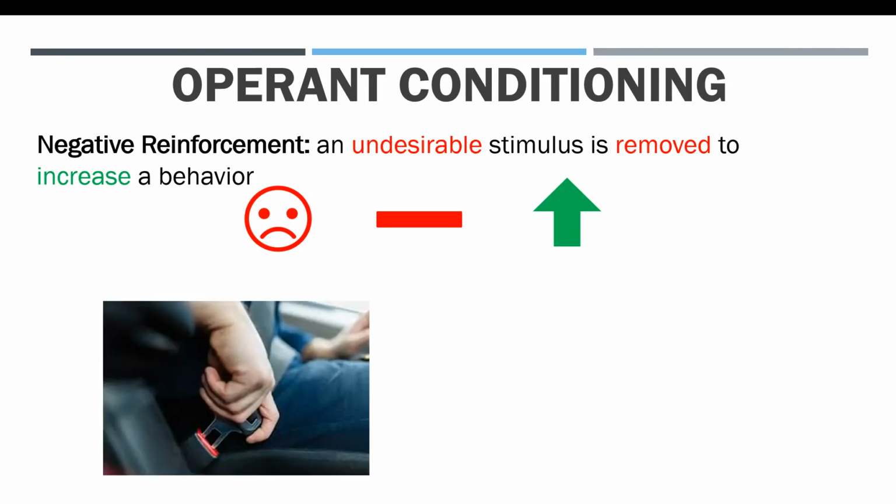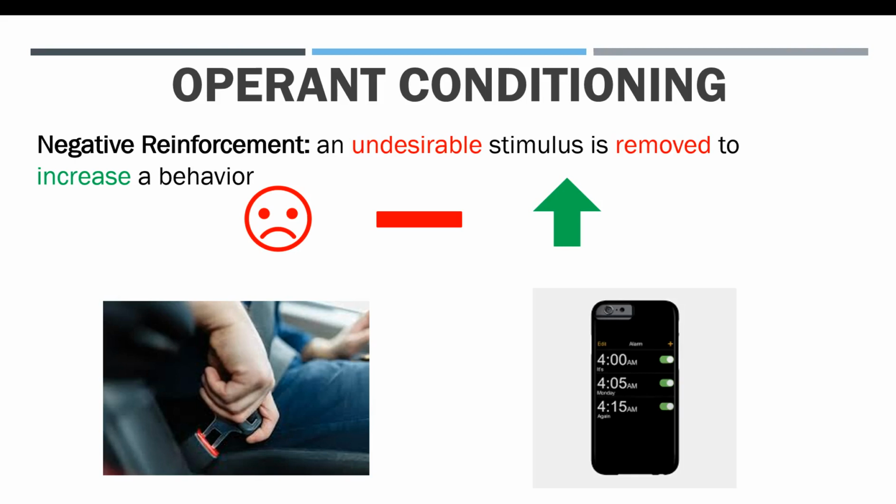So for example, when a seatbelt ringer in a car informs the driver to put on the seatbelt, the driver removes the undesirable stimulus of the annoying ringer in order to increase his behavior to wear a seatbelt. Or when the alarm clock goes off in the morning, we are motivated to remove this undesired stimulus, to turn off the ringer, in order to increase our behavior to wake up.